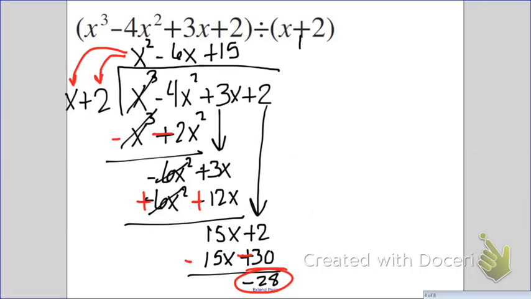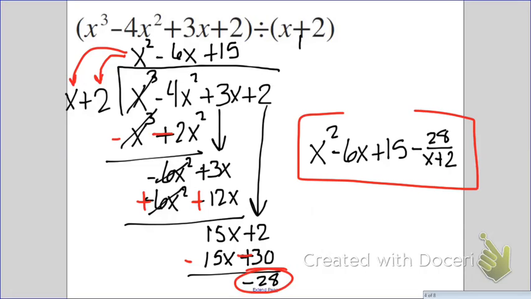So what did I end up on top of our box, our long division, is an x squared minus 6x plus 15. And now we write our remainder. It was a negative 28, and we put it over our original denominator, the thing that we're dividing by, which is x plus 2. And this is your answer.